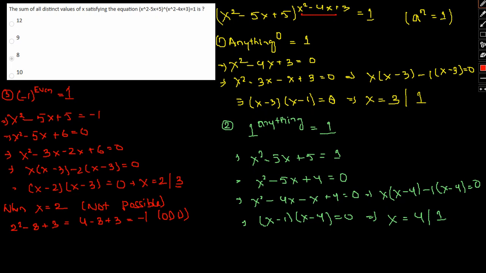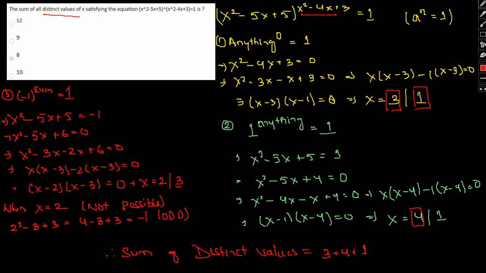So now if we talk about what is given, distinct values. Okay, so distinct values: x equal to 3, x equal to 1, x equal to 4. These are my distinct values. So therefore the sum of distinct values will be 3 plus 4 plus 1, that is 8. So 8 will be our answer. So yes, this is a very unique question. So a lot of cases to consider while solving the same.